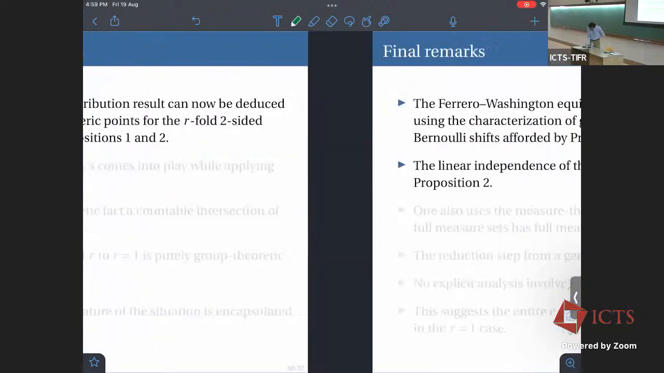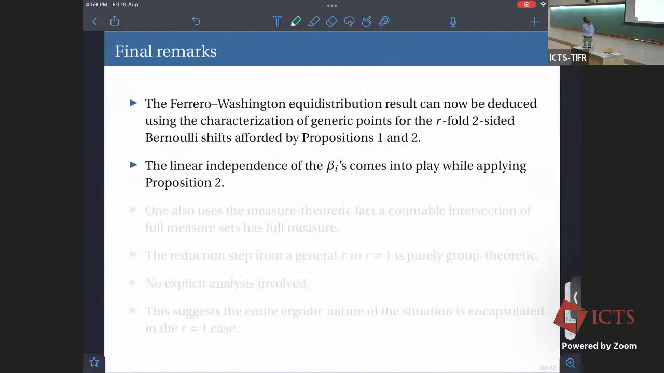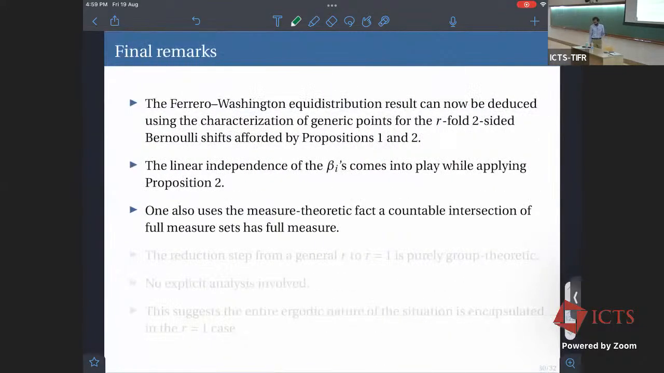And so the linear independence of the beta i's comes in this reduction step from the general R case to the R equals 1 case. So we were looking at these linear combinations, and that's where the linear combinations of the beta i's came into play. And the other measure theoretic fact that we needed to use was, so the linear combinations were combinations in Z^r, which is a countable set. And so you had to use the fact that a countable intersection of full measure sets has full measure.